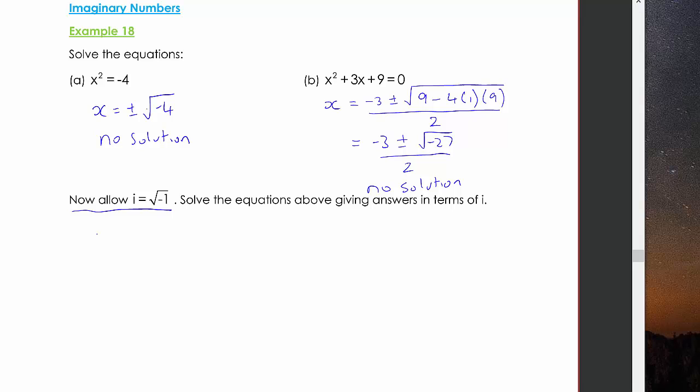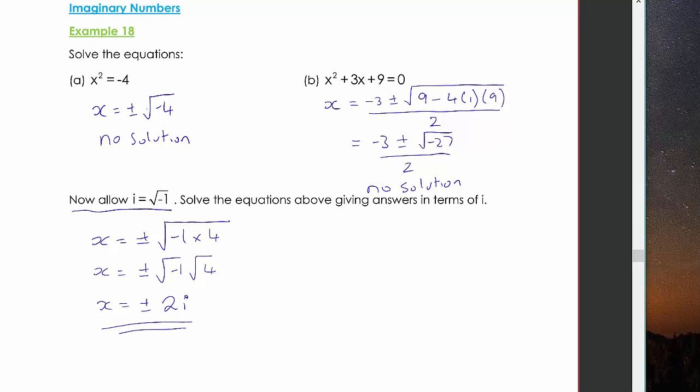So what do we have? We've got x is going to be plus or minus the square root of negative 1 times 4. Now we can use our surds on this and say that's plus or minus the square root of negative 1 times the square root of 4. So that would give us plus or minus 2i, the square root of 4 being 2 and the square root of negative 1 being i. So we're able to get a solution in terms of i if we make this assumption.